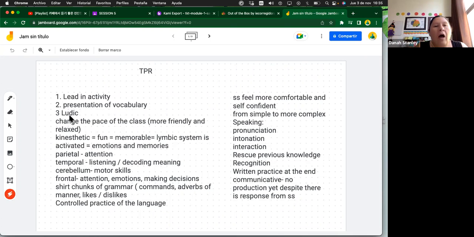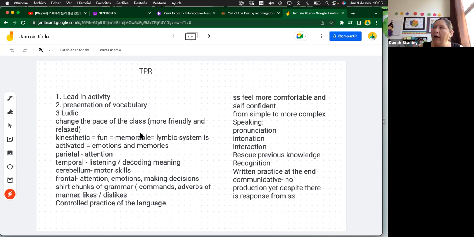Then we have the activity was really ludic. They were having fun. It was a kind of game. So gamification is not only for younger learners. We can also gamify our lessons with adults and young adults. So in this case, because it's ludic, it changes the pace of the class.